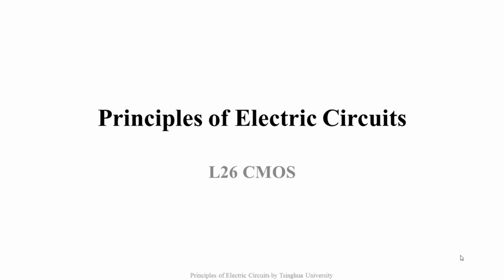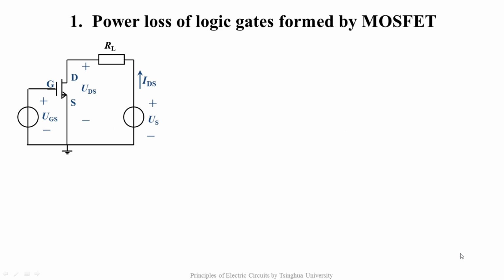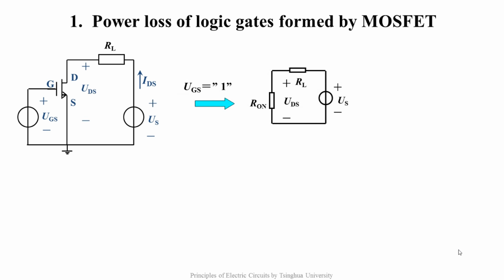Firstly, let's analyze the power loss of the logic gates formed by the MOSFET. Take the inverter as an example. When UGS is 1, the MOSFET is turned on and acts as a resistor seen from the drain and the source terminals. This is the circuit model. There is a current path, and the power loss of the logic gate contains the power loss of RL and R-on.